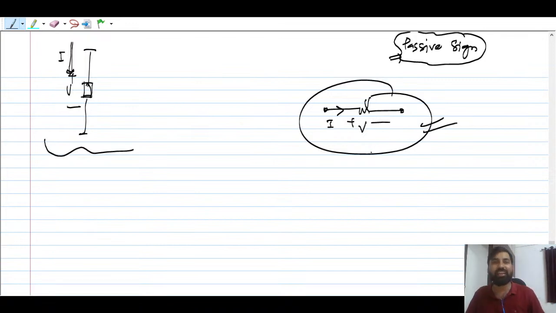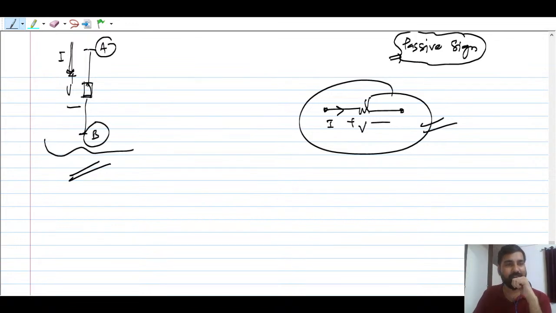In order to apply KVL, you need to know the relationship between I and V across any element. So this is very important. Voltage is nothing but the potential difference. And remember that suppose this is point A and this is point B, so we always say that this point is at higher potential compared to this point. Always remember.